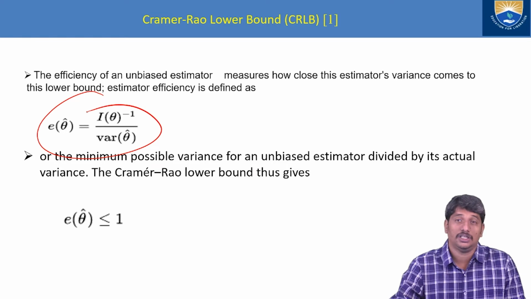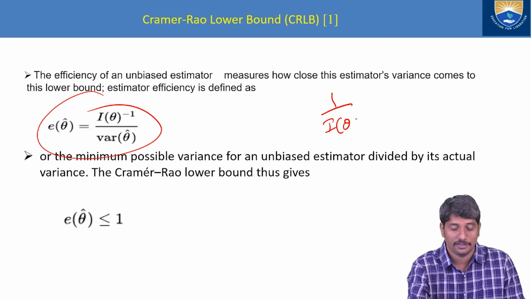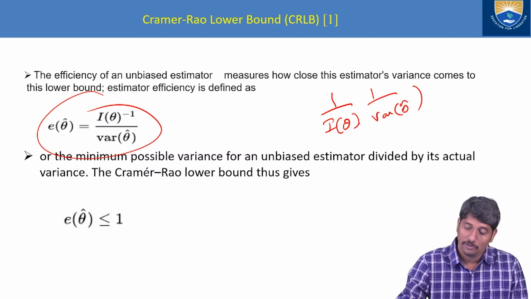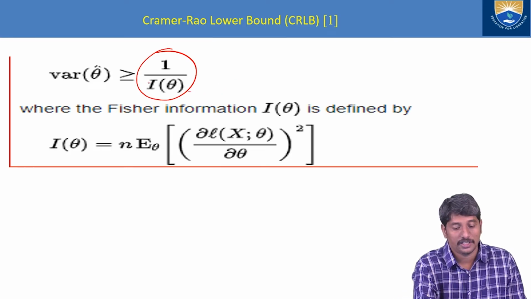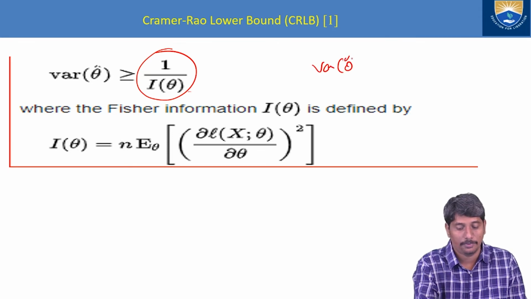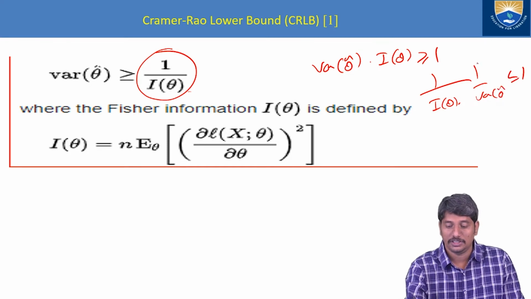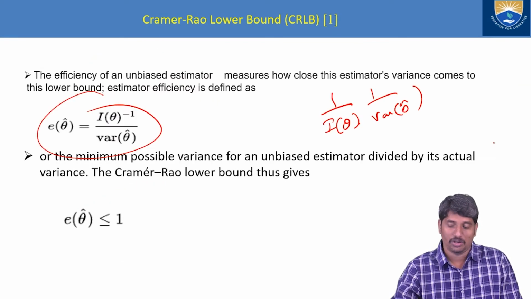The efficiency of a parameter theta cap is defined as 1 by I of theta into 1 by variance of theta cap. From that lower bound you can estimate, and always from this Cramer's Rao inequality, you will understand that variance of theta cap into I of theta is greater than or equal to 1. That is why 1 by I theta into 1 by variance of theta cap will be less than or equal to 1. That is why this is efficiency. We denote it as E, and it will always be less than or equal to 1. Okay, that's what is written here.